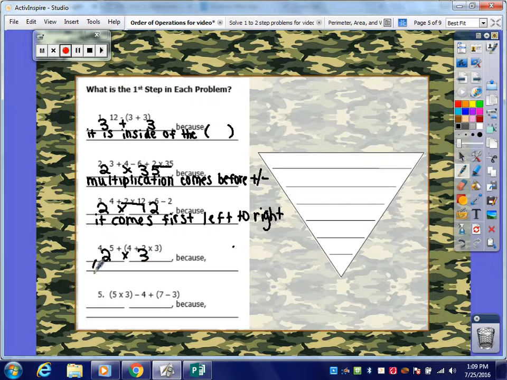So, because of the parentheses and multiplication comes before, and you need to make sure that you are writing this down as well. You can completely spell it out or you can use the abbreviations like I am.